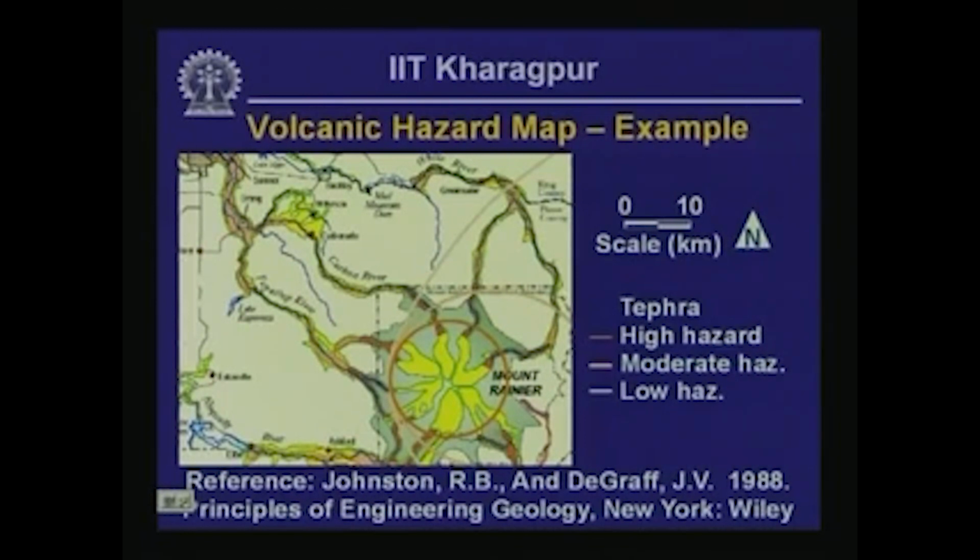You can see that the hazard actually decreases with the distance from the location of the volcano, and in this case, the direction of the wind movement, you can easily say that the direction of the wind movement is towards the east, and as a result the hazard is also oriented in that particular direction.